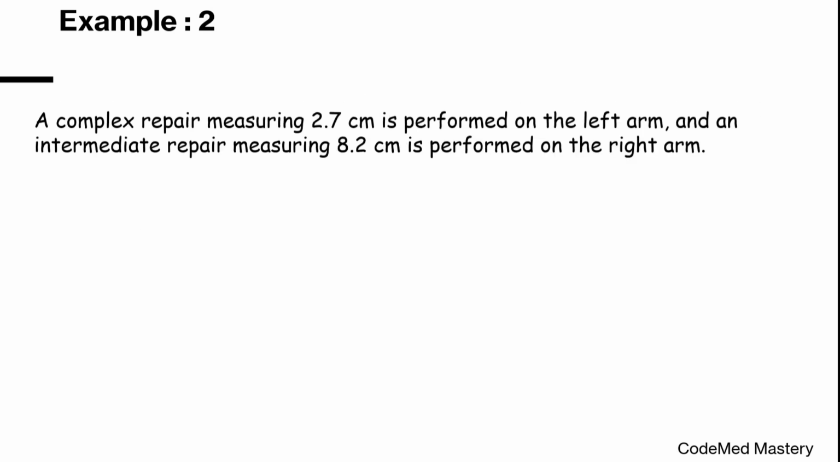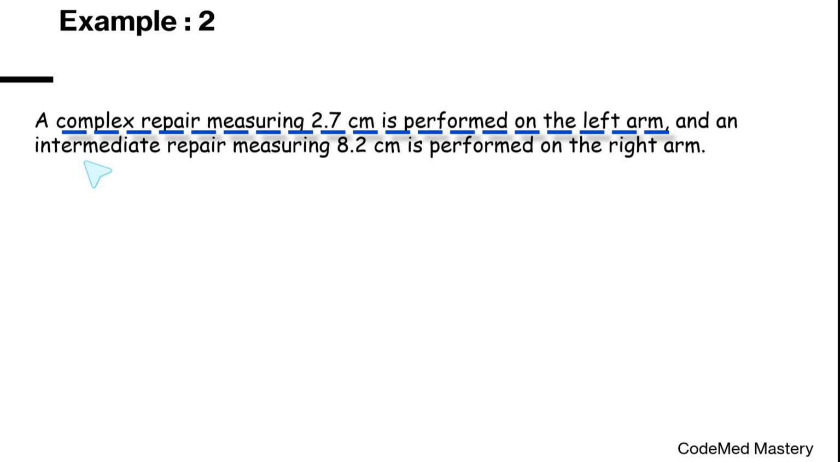Next example. A complex repair measuring 2.7 cm is performed on the left arm and an intermediate repair measuring 8.2 cm is performed on the right arm. Here there are two kinds of repair, that is complex repair and intermediate repair. First we'll code for complex repair, that is 2.7 cm on the left arm.